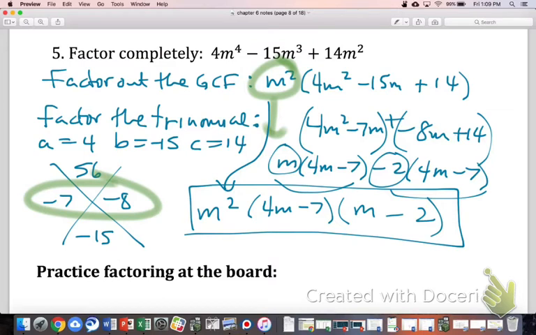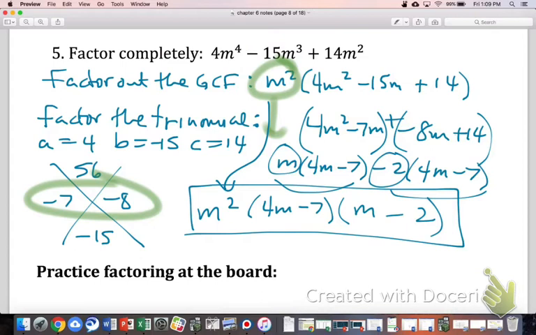She kind of undid her hard work by redistributing the m squared. So we want to make sure that we leave it in fully factored form, like she has above on that line right above her box. Okay, good? All right, really fantastic job.